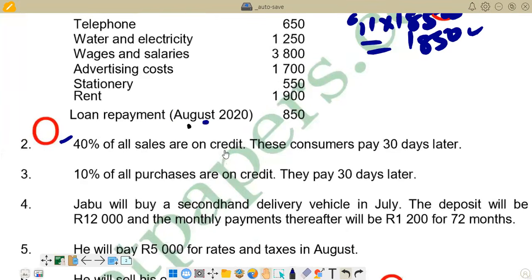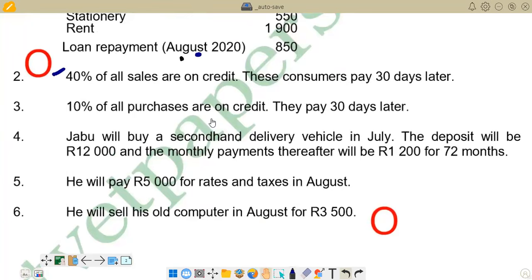Right, we were on purchases there, so we are now on item 4. Item 4 is saying Jabu will buy a second-hand delivery vehicle in July. The deposit will be 12,000. So it means this 12,000 is going to be paid in July, and you are going to put it under other payments. Other payments for July will be 12,000, and then the monthly payment thereafter will be 1,200 for 72 months. So it means for August and September, we are going to have this 1,200 as they are going to come after that. That is 1,200 for August and 1,200 for September.